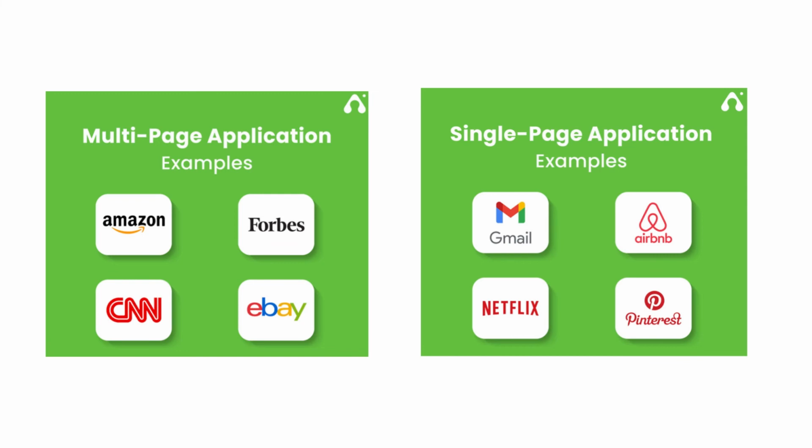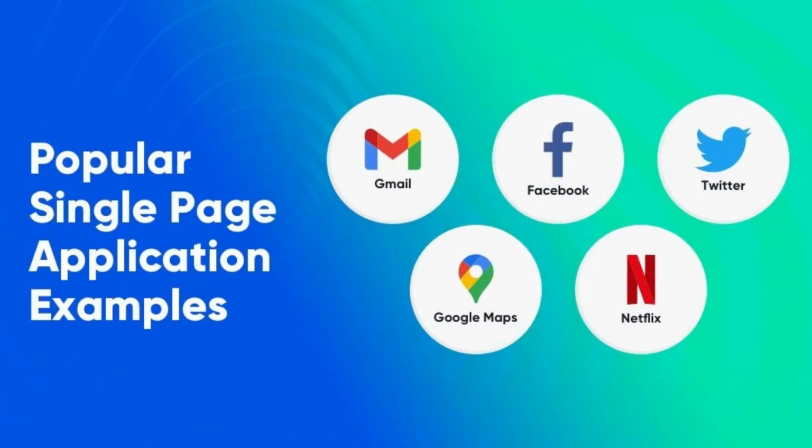You can try these websites, and you will find the difference between multi-page and single page applications live. Some popular single page application examples we can see are Gmail, Facebook, Twitter, Netflix and Google Apps. You can observe these and find the difference between multi-page and single page applications.